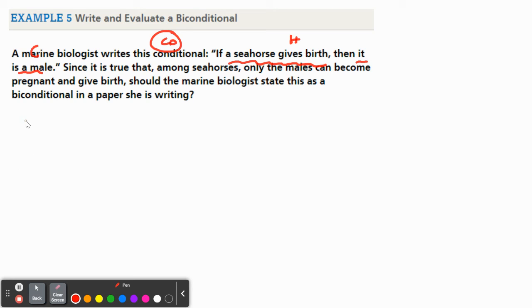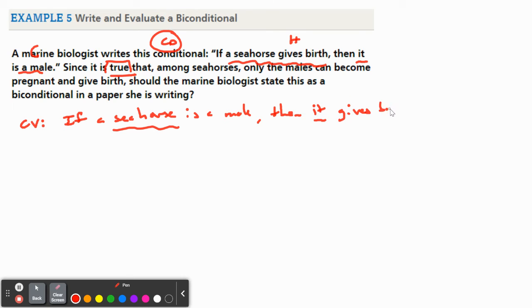So now I'm going to write what's called the converse, because you need to make sure that the conditional and converse have the same truth value. So the conditional is true. So what's the converse going to say? Well, we're going to write it out. So if a seahorse is a male, so notice I left the seahorse in the original hypothesis. Then it, so now the pronoun still is in the conclusion. Then it gives birth.